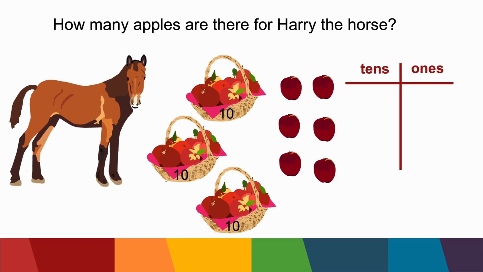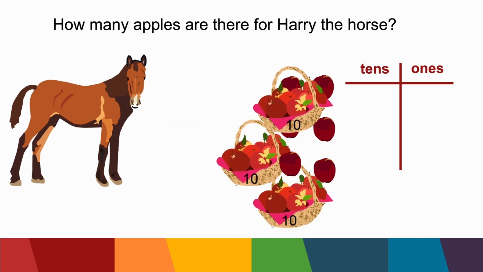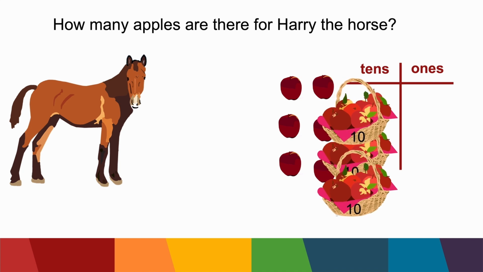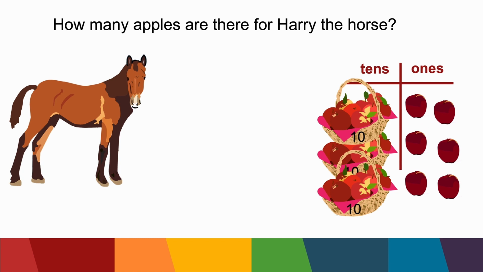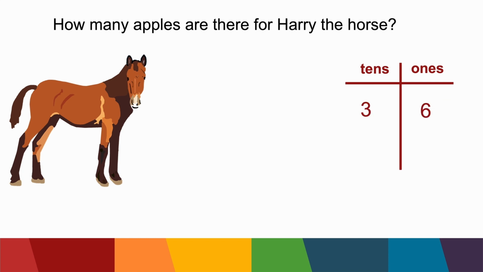How many apples are there for Harry the horse? You start with the tens, 10, 20, 30, plus 1, 2, 3, 4, 5, 6. 36 apples for Harry the horse.